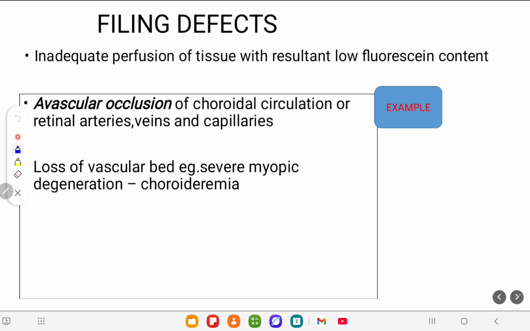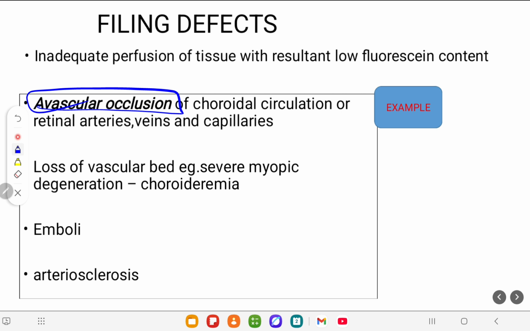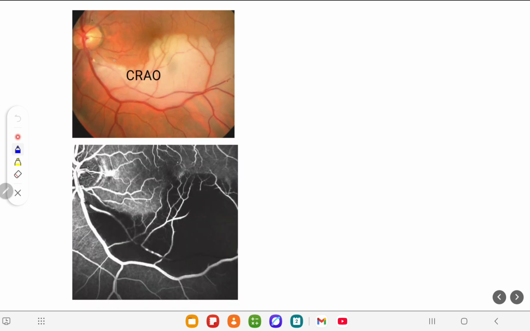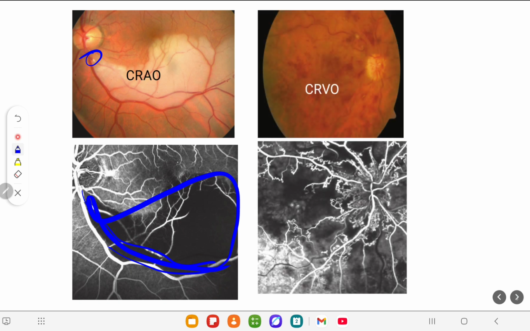And the filling defect is very common. A filling defect means avascular occlusion, meaning the choroidal circulation or the retinal circulation is occluded, with inadequate perfusion of tissue. Basically, loss of vascular bed, severe myopic degeneration, emboli or arteriosclerosis. It means it's blocked, isn't it? See, this is the area where it is blocked. Now you can see no blood passes from there, and this area is completely black. The same thing is going on here.